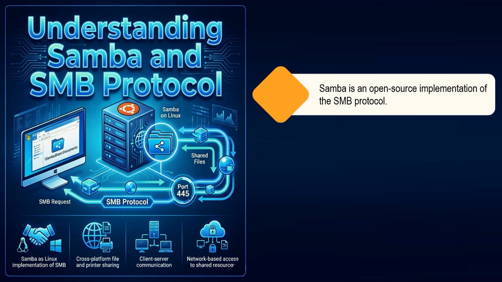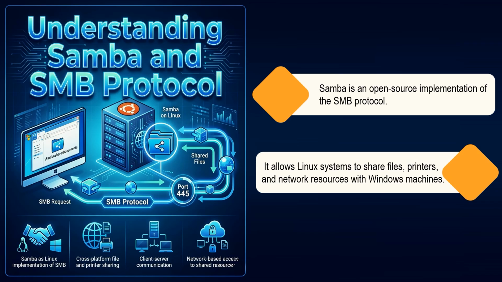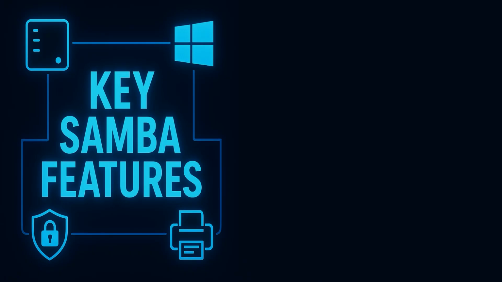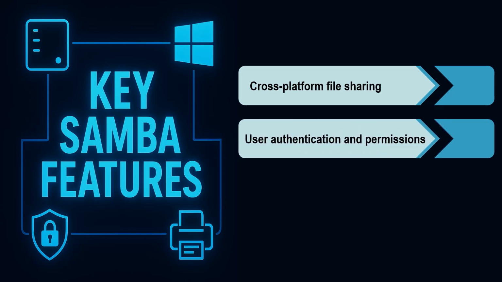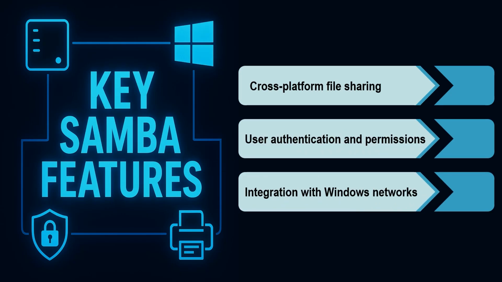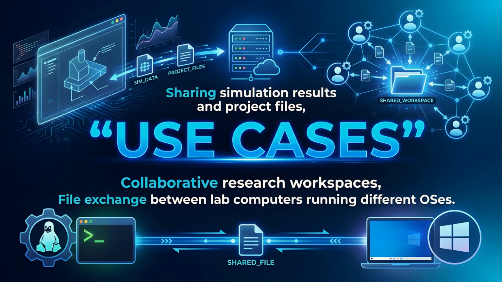Samba is an open source implementation of the SMB protocol. It allows Linux systems to share files, printers, and network resources with Windows machines. So the key Samba features are cross-platform file sharing, user authentication and permissions, and integration with Windows networks. In use cases, it shares simulation results and project files, or is used for collaborative research workspaces and file exchange between lab computers running different operating systems.